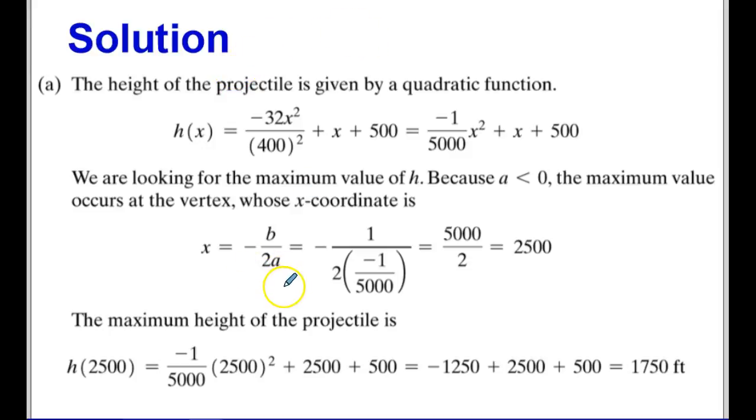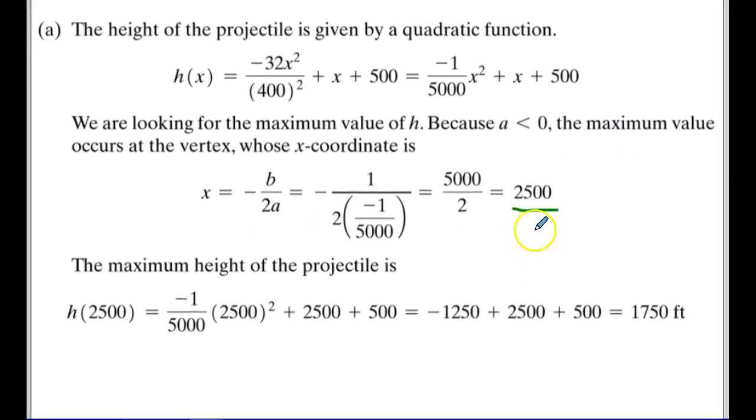So again, I use my negative b over 2a. I substitute in the values that I have for those, and I see that it was 2,500. So 2,500 feet after I shoot this, it will be at its maximum height. Now I can find the maximum height by plugging this value back in whenever I saw an x, and the maximum height will be 1,750 feet.